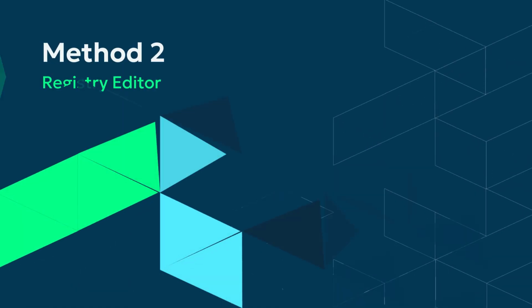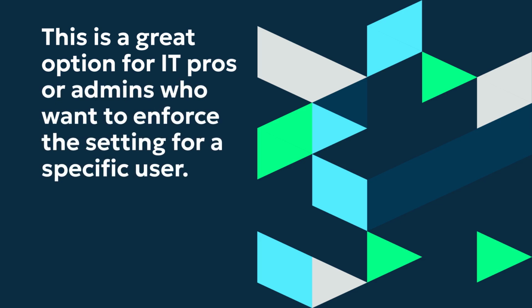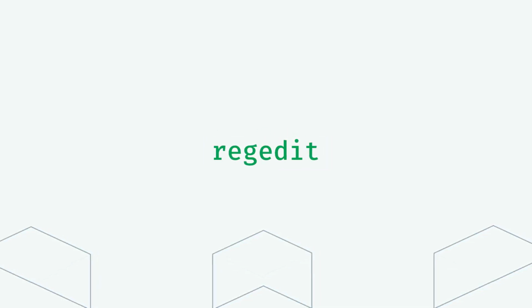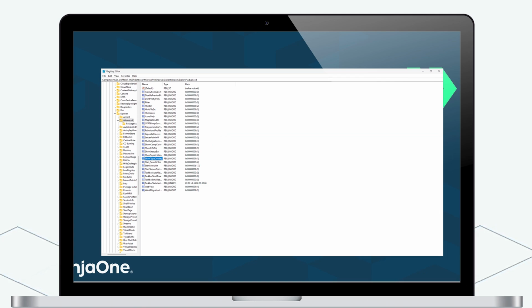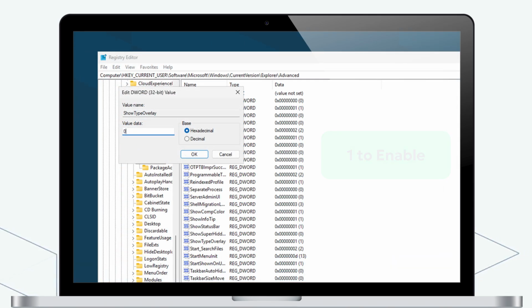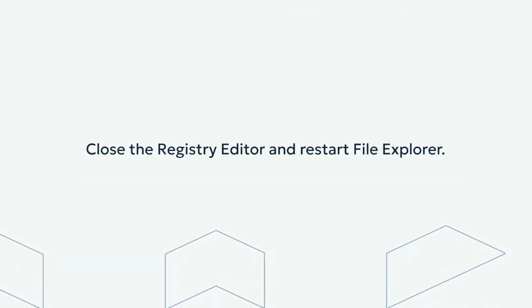Method 2. Registry Editor. This is a great option for IT pros or admins who want to enforce the setting for a specific user. Keep in mind that if you're editing for another user, you'll need admin rights and must load their user hive. Press Windows plus R and type regedit to open the registry. Navigate to this path. Find or create a DWORD 32-bit value named ShowTypeOverlay. Set the value to 1 to enable file type overlays, or 0 to disable it. Close the Registry Editor and restart File Explorer.